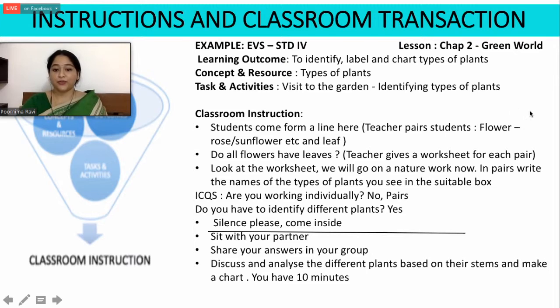The ICQs would be, are you working individually? If I get a response from everyone saying no, which means the instruction is understood. Do you have to identify plants? Yes. And then, maybe there's chaos when they step outside the classroom. I'd give a spontaneous instruction stating, "Silence please."